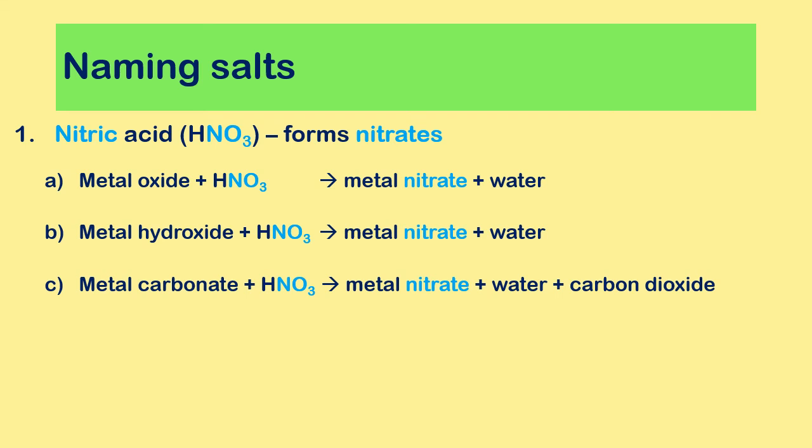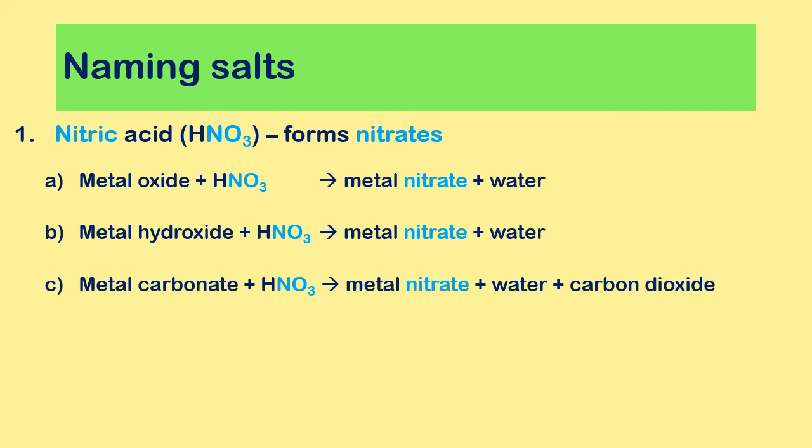Now nitric acid. Nitric acid, which has the formula HNO3, forms nitrates. So a metal oxide plus nitric acid produces a metal nitrate plus water. A metal hydroxide plus nitric acid produces a metal nitrate plus water. And a metal carbonate plus nitric acid produces a metal nitrate plus water plus carbon dioxide.